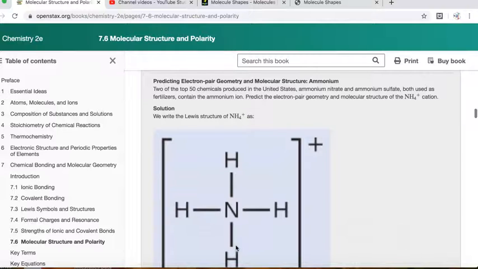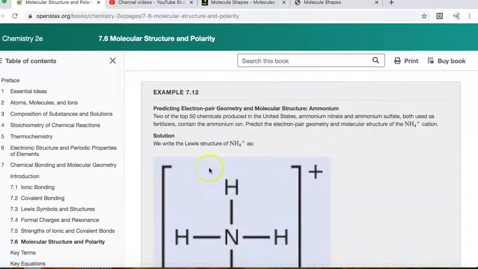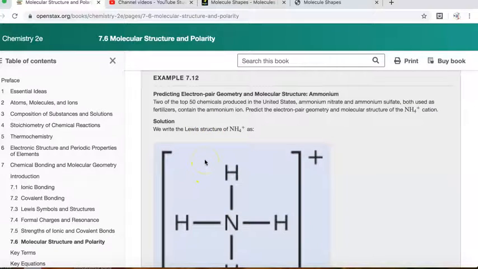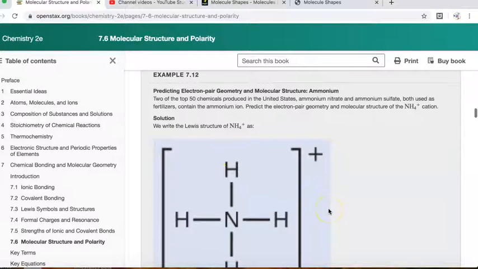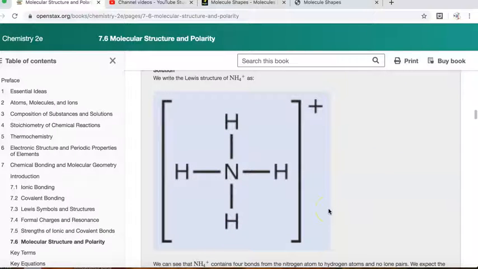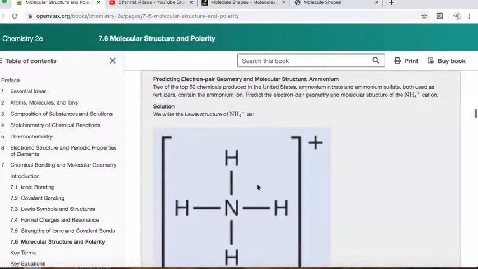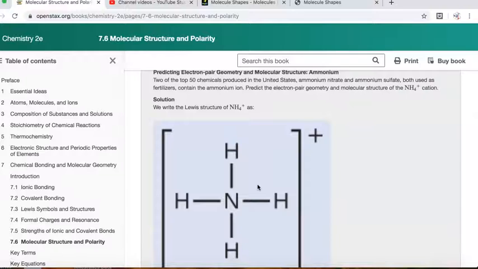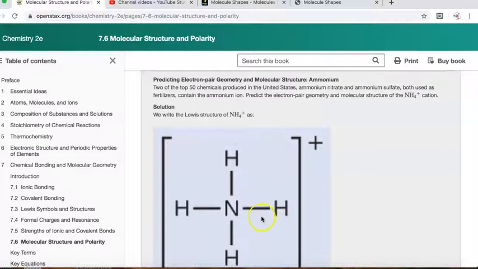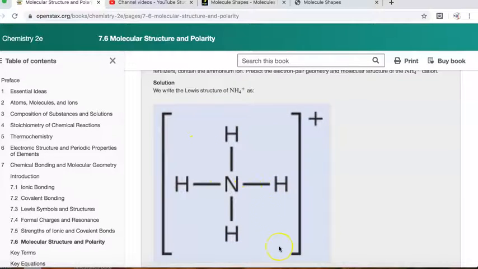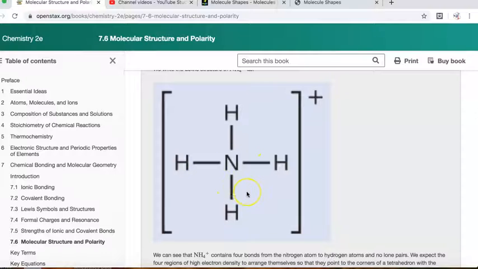All right, this question is asking pretty much the same thing: to predict the electron pair geometry and molecular structure for the ammonium ion. So the ammonium ion is NH4+. Here's the Lewis structure for that. There are no lone pairs there, so its molecular structure and its electron pair geometry are going to be the same. In this case it's going to be tetrahedral because it has 4 electron pairs.